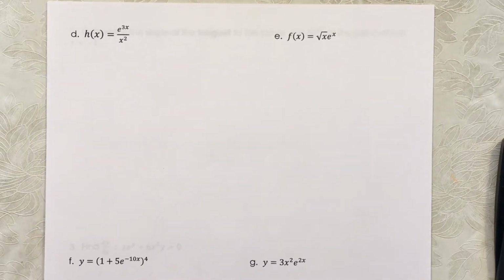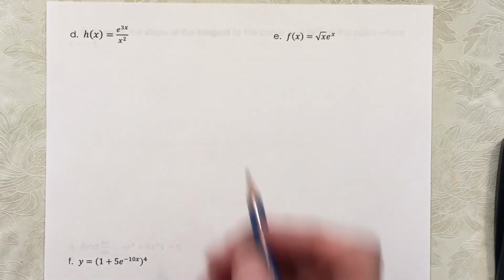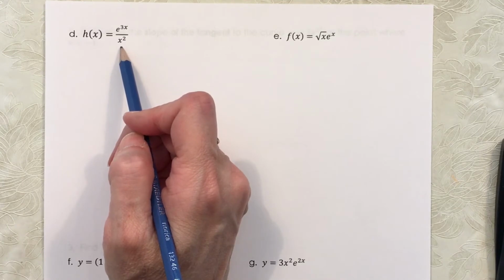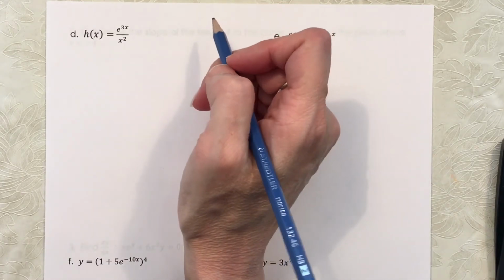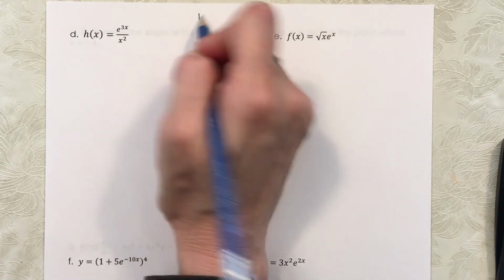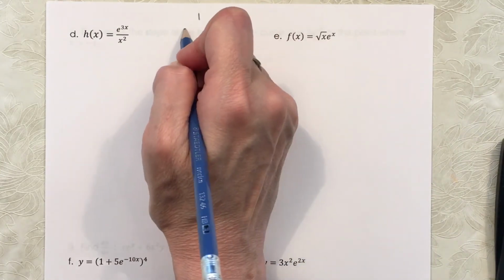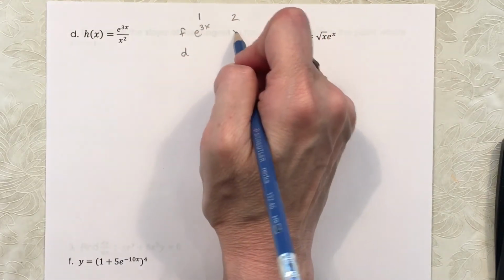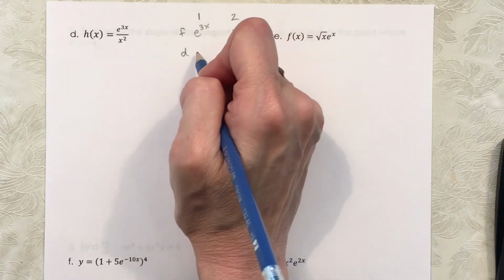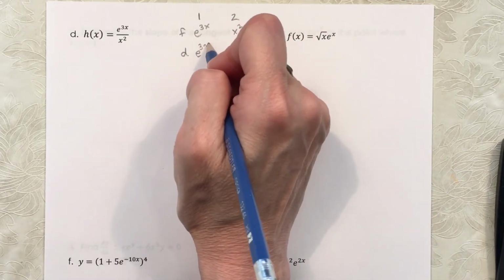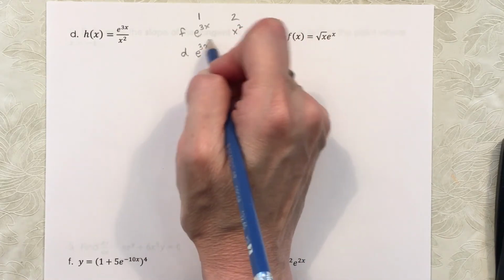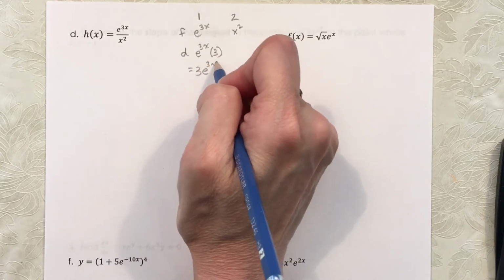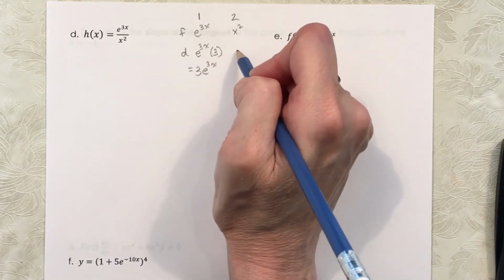Okay, so the next one, h of x equals e to the 3x over x squared. So now we have a quotient rule, an exponential function divided by just a quadratic function of x, I guess. But we would use the quotient rule, so first, second, function, derivative. So our first function is e to the 3x, and our second function is x squared. So the derivative of e to the 3x according to the chain rule is e to the 3x, and then times the derivative of 3x, the exponent, which is 3, which I would write as 3e to the 3x. And the derivative of x squared is 2x.